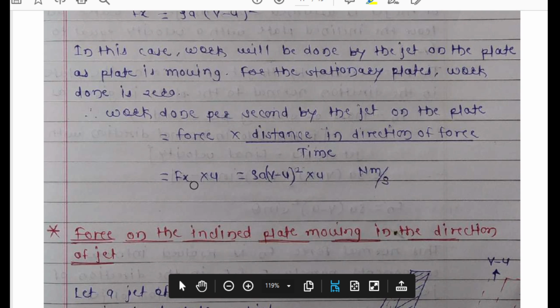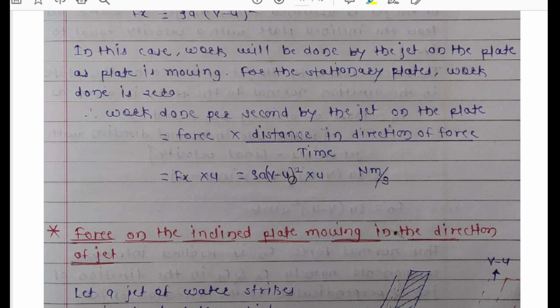So force Fx into u. Fx we have already calculated, rho a (v minus u) square, into the velocity of plate u. Here I have taken the velocity of plate because work is done by the jet on the plate itself. So the velocity of plate is taken, that means u, and you already know that the unit of work done is Newton meters per second.